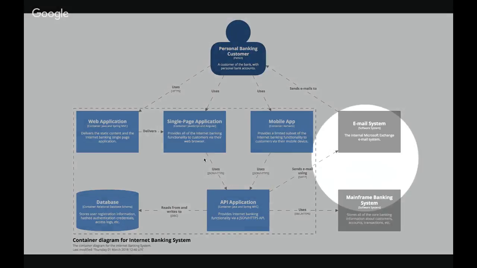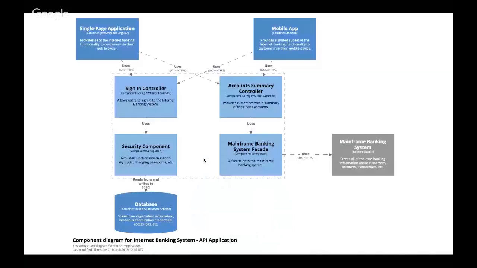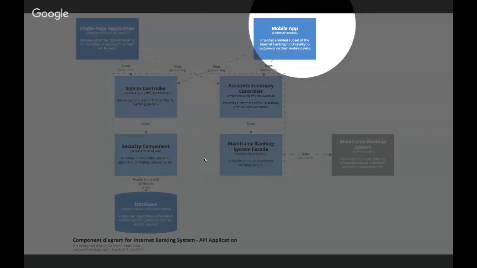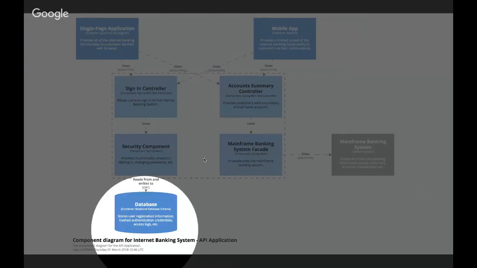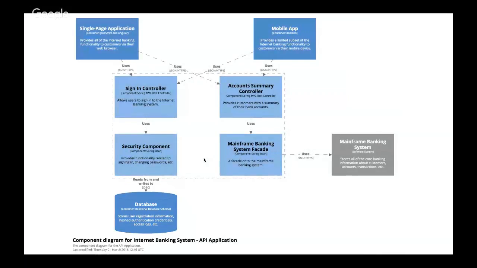Let's imagine we were working on the API application. We zoom into that thing, and now we get to see the components inside it. So the API application is used by the single page app and the mobile app, and the API application uses the mainframe banking system and the database. So one of the things you should notice is that when you zoom down to different levels of the hierarchy, the relationships still make sense. The relationships on each diagram at different levels of detail are basically the same.